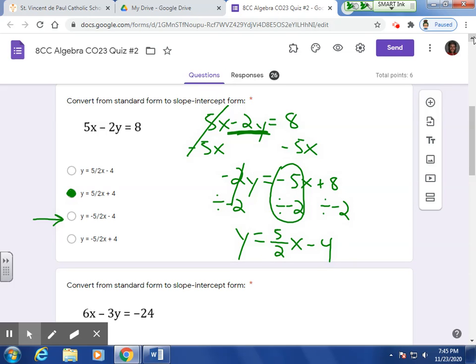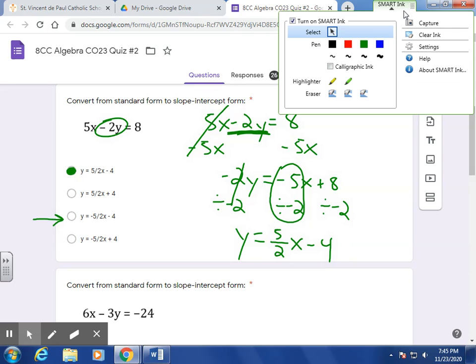Y equals positive 5. Oops, hold on. Never mind. Y equals positive 5 halves x minus 4. Okay, and it comes from the fact that our x term becomes negative when we move it to the other side, and then we're dividing by that negative coefficient, which makes our slope positive. And I really think it's that coefficient of y that's being missed there. So watch out for it.